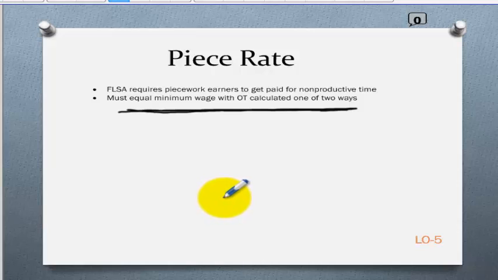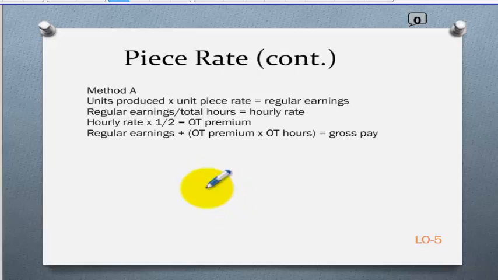Normally what happens is you calculate piecework earnings and then make sure that they are being paid at least minimum wage. Hopefully employers have figured out that if they pay a certain piecework rate, that will give their workers at least minimum wage. There are two methods to calculate piecework earnings. One we call method A.